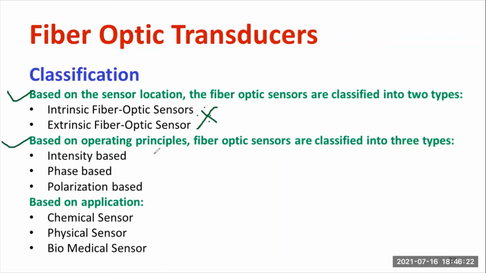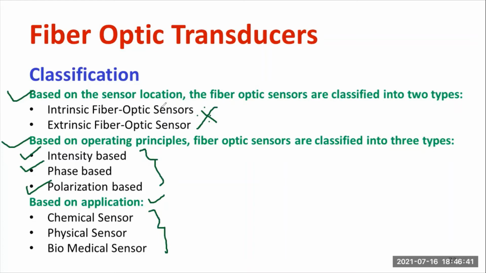According to the working principle, fiber optic sensors can be divided into three categories: intensity based, phase based, and polarization based. If I talk about the application, there are different types of fiber optic transducers such as chemical sensor, physical sensor, biomedical sensor. So this is the sub classification. You can have a look at this.